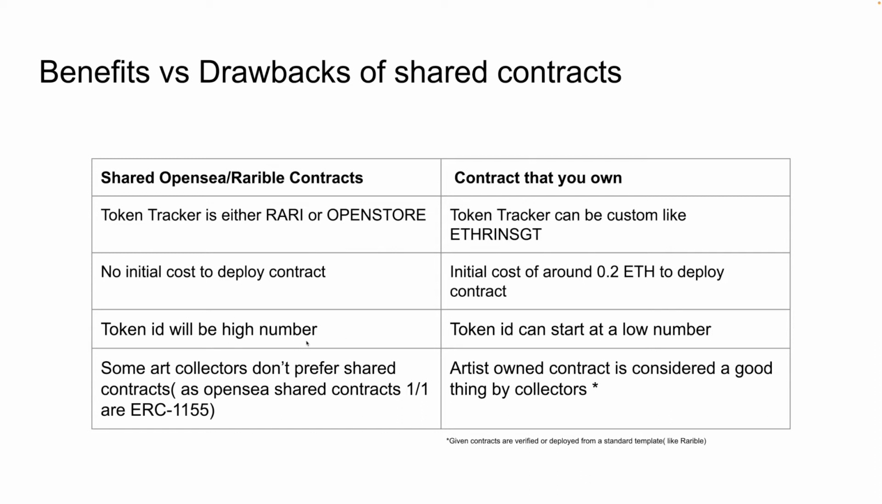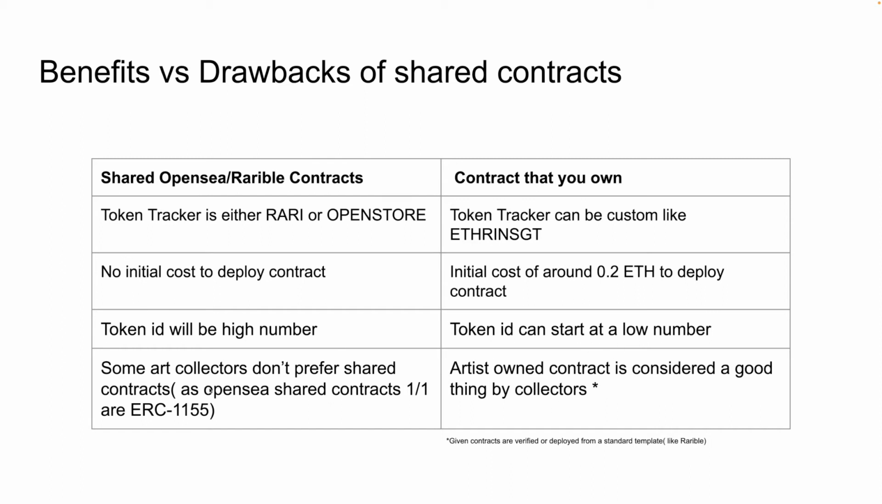The token ID will be a high number. We talked about this a while back, but when you use the OpenSea or Rarible shared contract, your token ID will be like 10000055551, something like that, right? On a token contract that you own, the token ID can start at like 1 or 2. It'll be a tiny number, right? And as you mint more NFTs, the token ID will only increase. So you have more control of the token ID, but also for collectors, I think it's always nice to own ID 5 of the Ether Insight collection or something like that, right? So this is something to take note of.